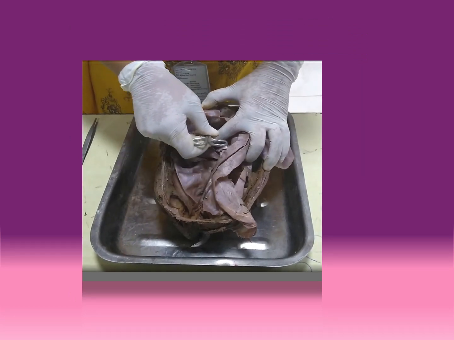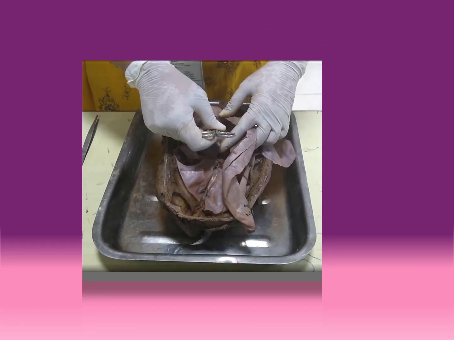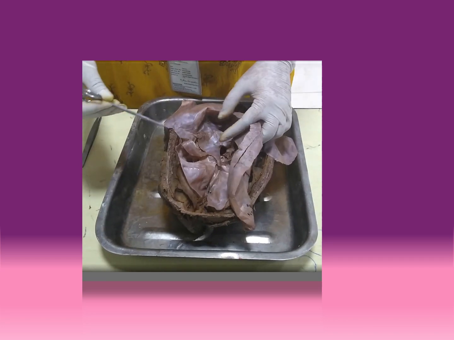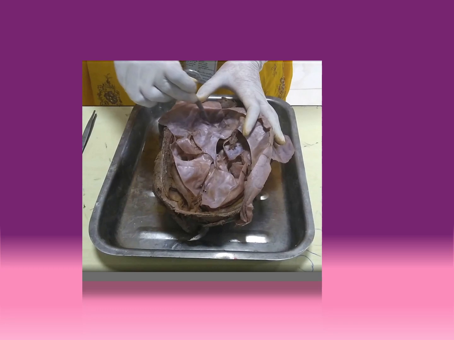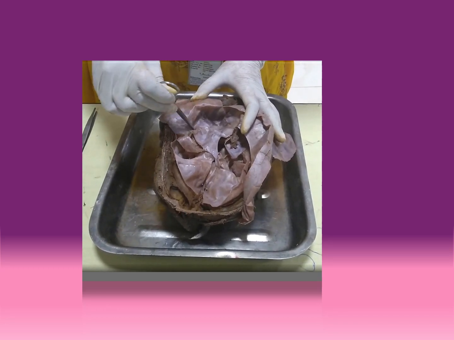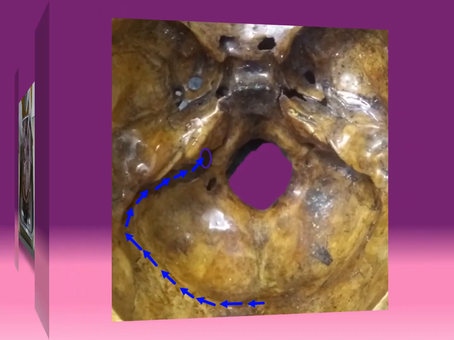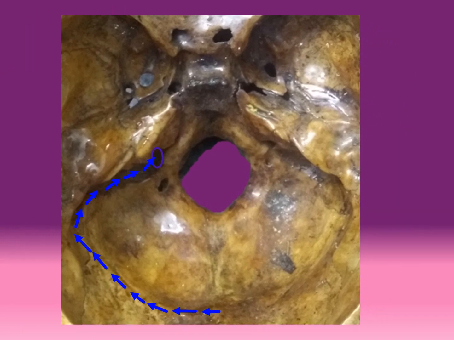This video demonstrates the situation of transverse sinus along the posterior attached margin of tentorium cerebelli. This is where you will see the transverse sinus. Here we see that the transverse sinus continues as the sigmoid sinus. The sigmoid sinus enters into the jugular foramen and continues as the internal jugular vein. The transverse sinus and sigmoid sinus are paired sinuses.